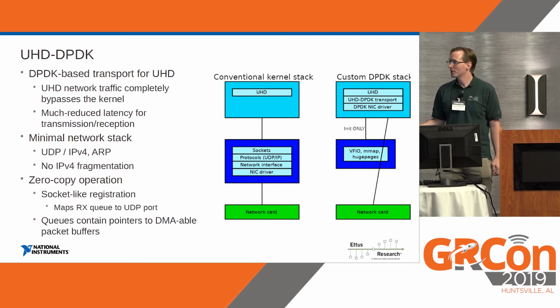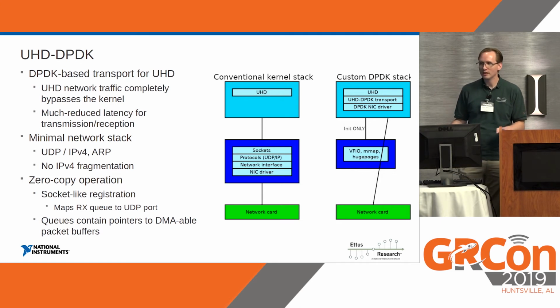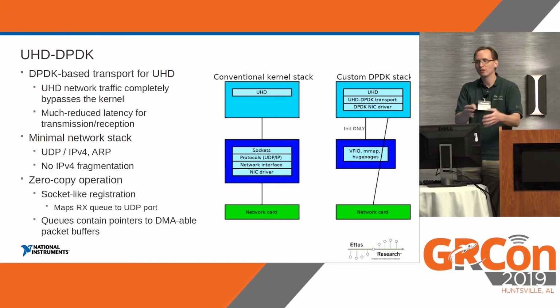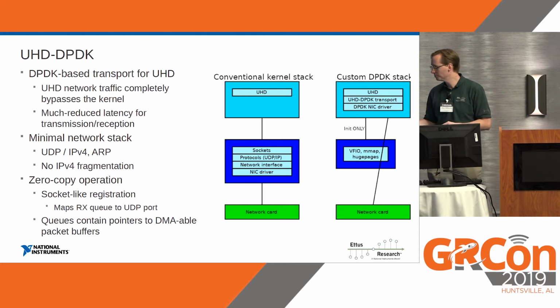I did a little minimal network stack on top. It only supports exactly what we need, which is UDP and ARP and IP. And we had some zero copy operation where we would only pass along pointers to DMA-able buffers, and that cut out the copy that you would have between the kernel and your application.